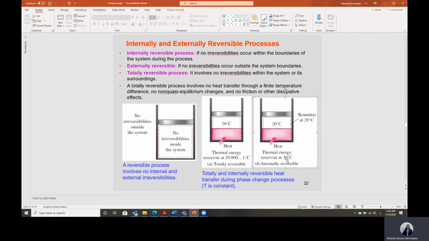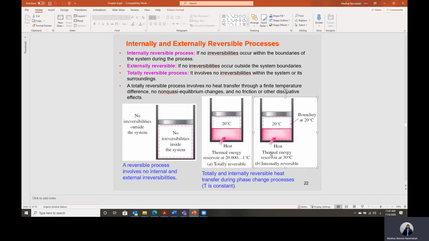But if we are adding heat from a source that is at 30 degrees C, that means we have a temperature difference between the external system and the system itself. This is 30, this is 20. So this process is irreversible, externally irreversible. Okay, so we have irreversibilities outside of the system boundary. But inside the system, during the phase change, when we add heat, the temperature will remain the same. So we call this process internally reversible.